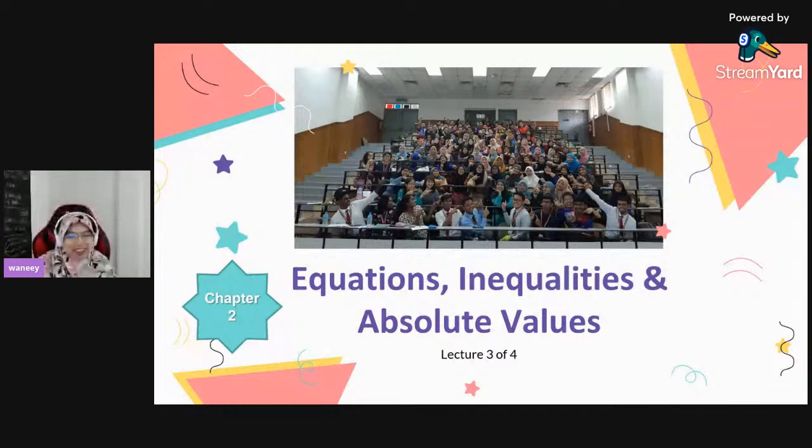Right, so today we are still at chapter 2, equations, inequalities and absolute value. So we have done equation last week, we have done inequalities last week. So today we are going to look at absolute values. We have two types of absolute value. We can either solve absolute value equation or absolute value inequalities. So today mostly we are going to do equation and then a few inequalities. Just a brief on inequalities.